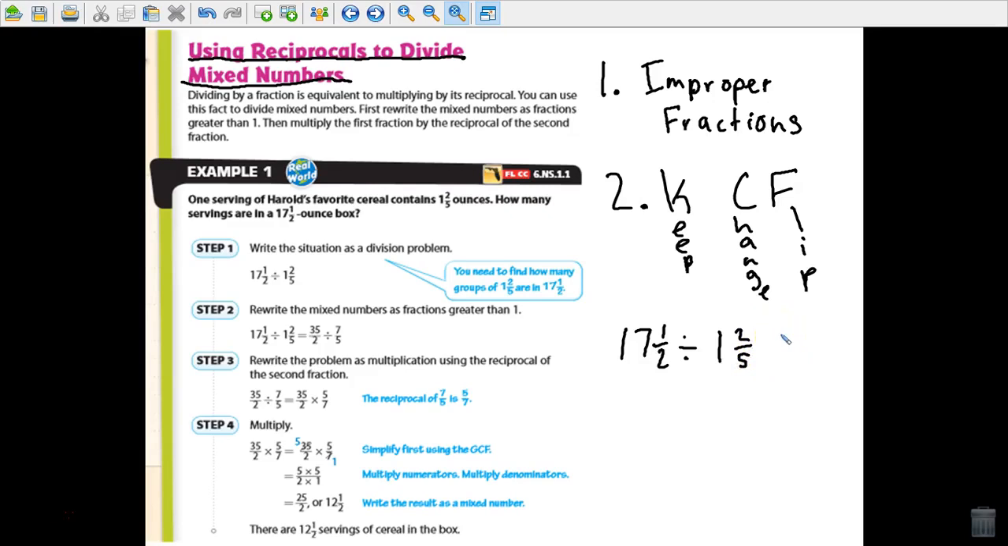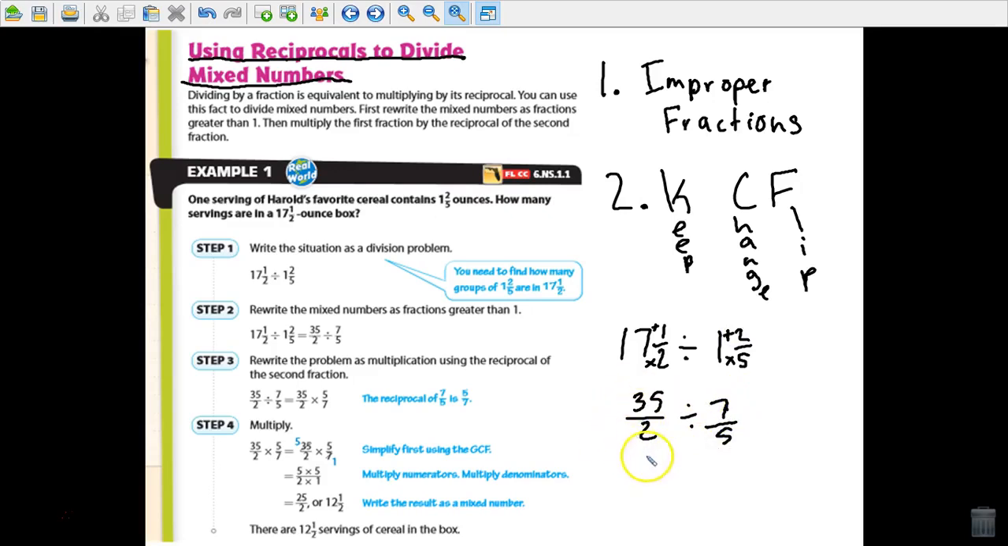Okay, so number one, improper fractions. I have to multiply the denominator times the whole number and then add it to the numerator. So 2 times 17 is 34 plus 1. So we get 35 over 2. And then divided by 5 times 1 is 5 plus 2 is 7. So I get 7 over 5.